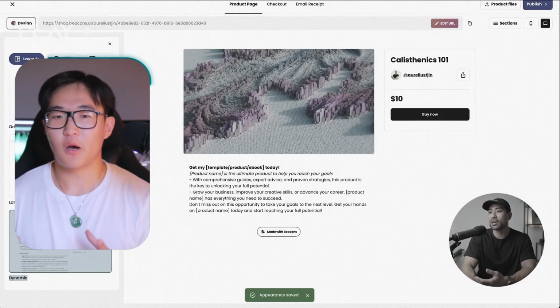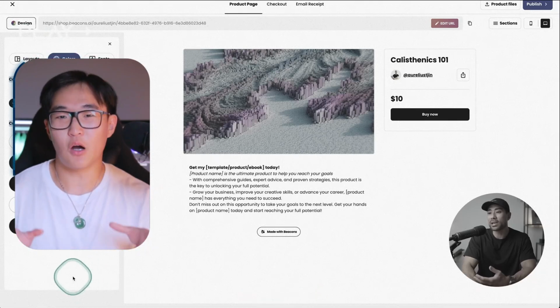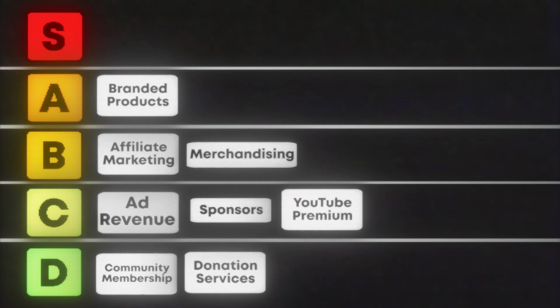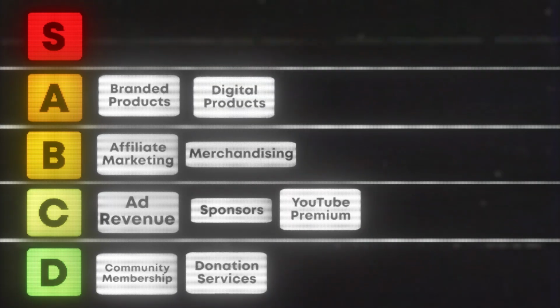When it comes to digital products, you always have to remember that people are always in a state of learning. Buying digital products helps them with their understanding, and if it can resolve their problem, then this is amazing news. So with all of those reasons, I'll be putting digital products in the A tier.